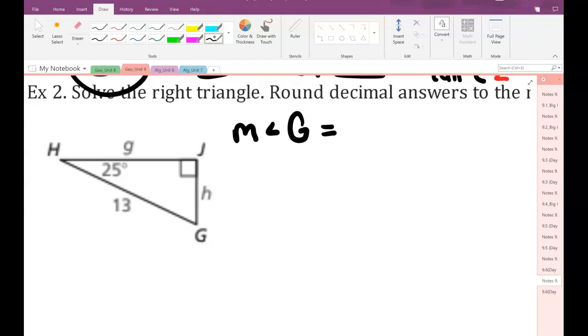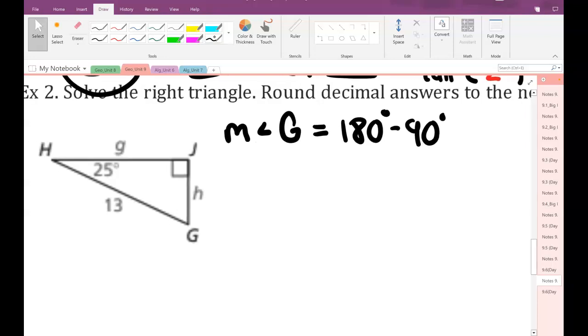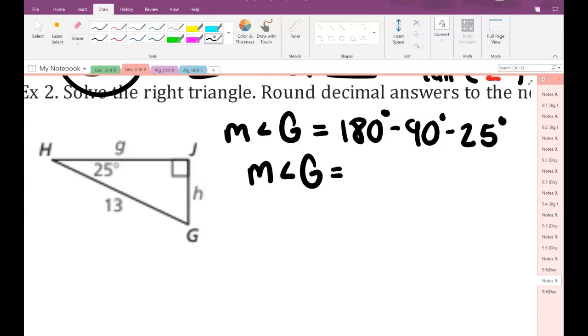Since I'm already given 2 of my other angle measurements, 25 and 90, I can use my 180 theorem, that all my angles together have to add to 180. So angle G will be equal to 180 degrees minus 90 degrees, so that's angle J, minus angle H, which is 25 degrees. So, some math: 180 minus 90 is 90. 90 minus 25 will be 65. So the measure of angle G is equal to 65 degrees.